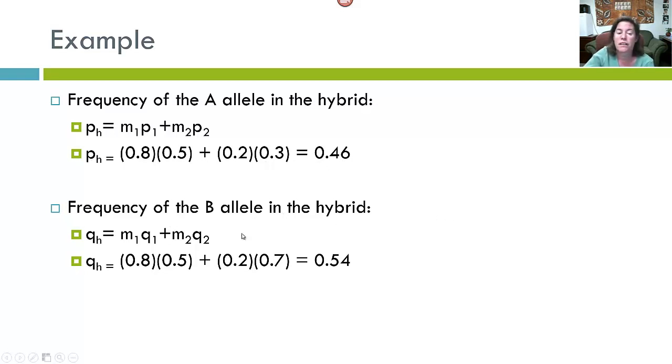The frequency of the B allele in the hybrid is done in an analogous manner. QH equals M1 times Q1 plus M2 times Q2. So we're figuring out the frequency of the recessive allele in the hybrid population. The relative contributions of population 1 and 2 are the same as in the previous formula. What's changing is the Q's. Q1 equals 0.5, Q2 equals 0.7. And the frequency of the recessive allele in the hybrid population is 0.54. Notice 0.46 and 0.54 equal 1, so we know we have done our mathematics correctly.